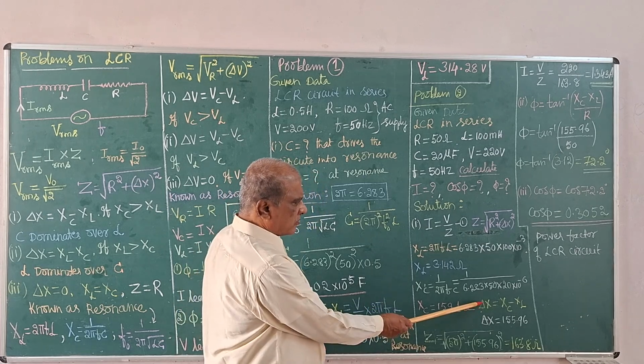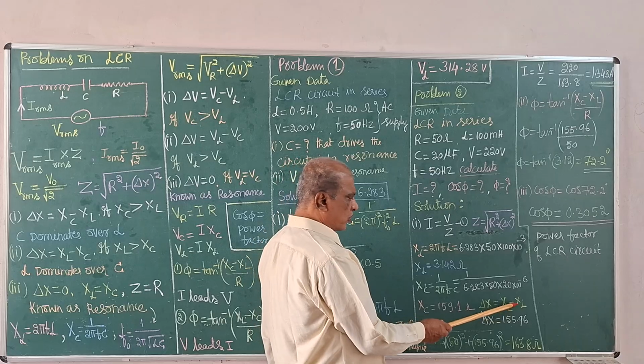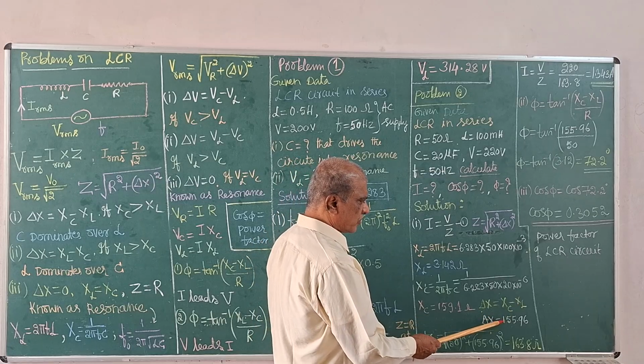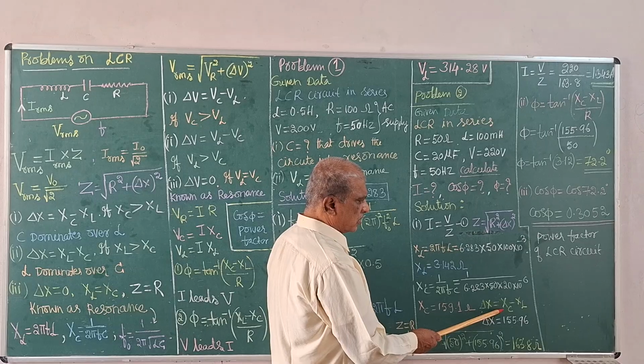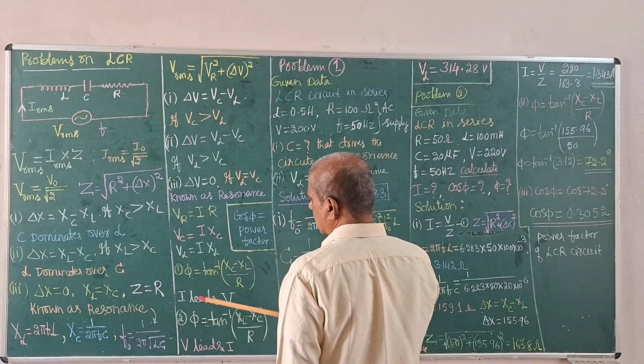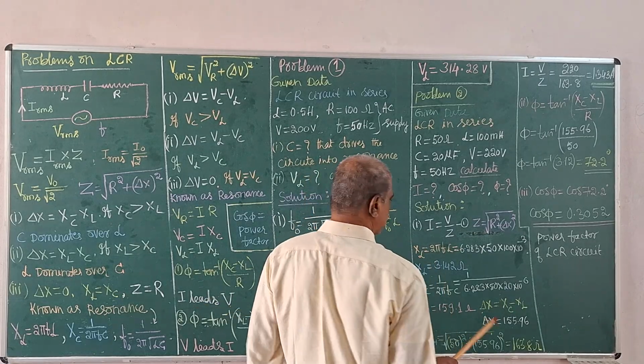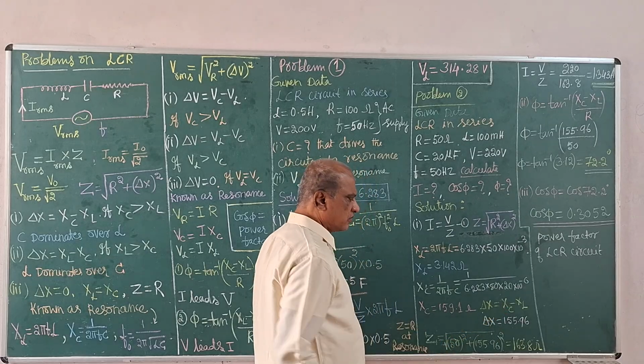Then find the delta X value: higher value minus lower value. This is delta X. This is capacitive reactance. Here the capacitive reactance is higher, so the current leads the voltage. In this case, current leads the voltage.